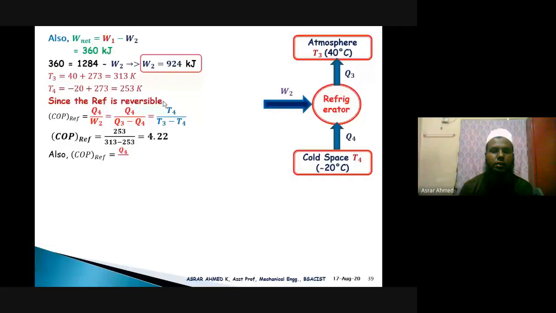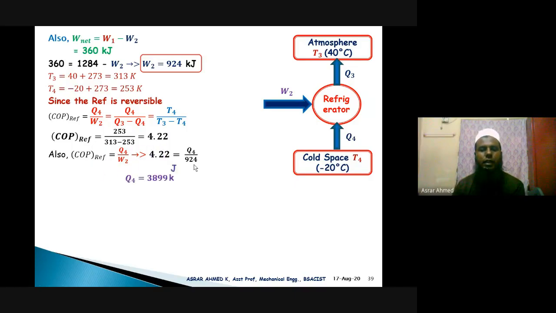Okay, so COP just now we have found out. So 4.22 is equal to Q4 divided by W2. This W2 we have already found out here above. Okay, so this W2 is equal to 924 kilojoule. So we are substituting that. So we will be getting Q4 as 3899. Okay, so we have got Q4. Okay, and we need to calculate Q3.